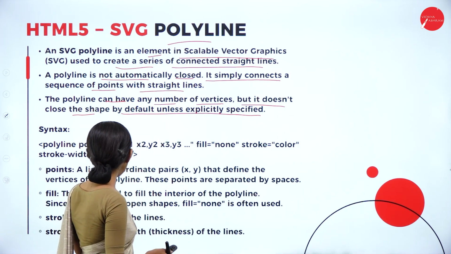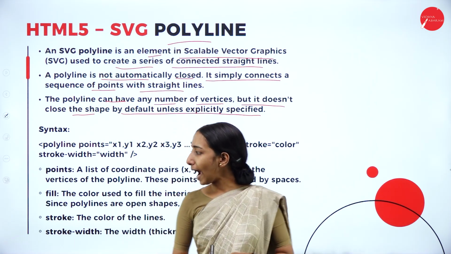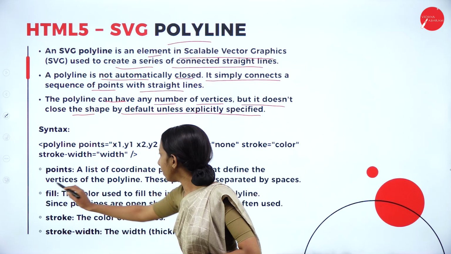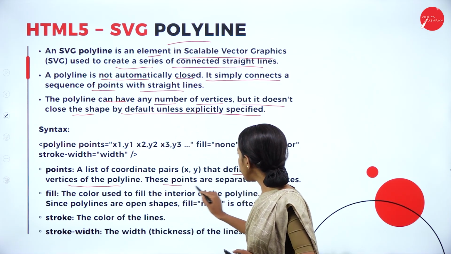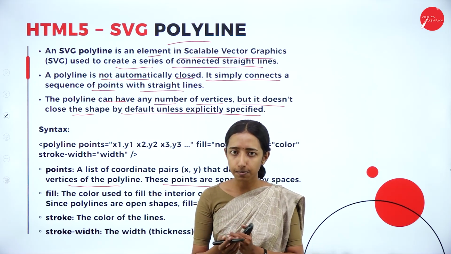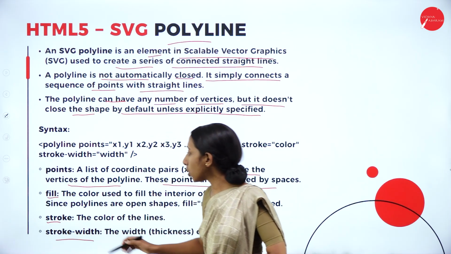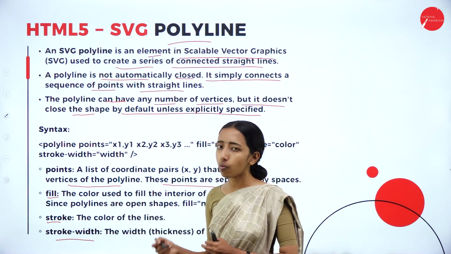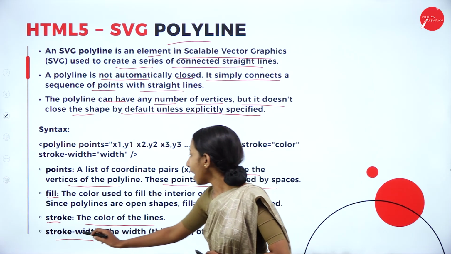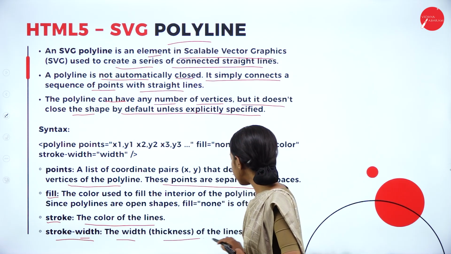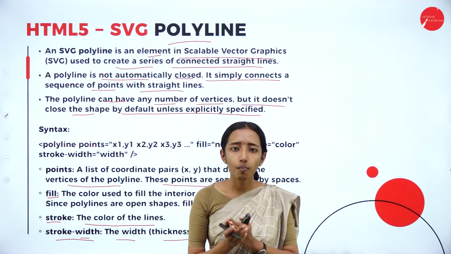So here you can see the points, a list of coordinate pairs, that is the x, y, and next here we are having the x, y that defines the vertices of the polyline, and these points are separated by space. And next we are having fill, stroke and stroke width. So fill is the color we are filling, the stroke is the color of the line, and the stroke width is the width or the thickness of the line. So this is the syntax for how we can draw a polyline.